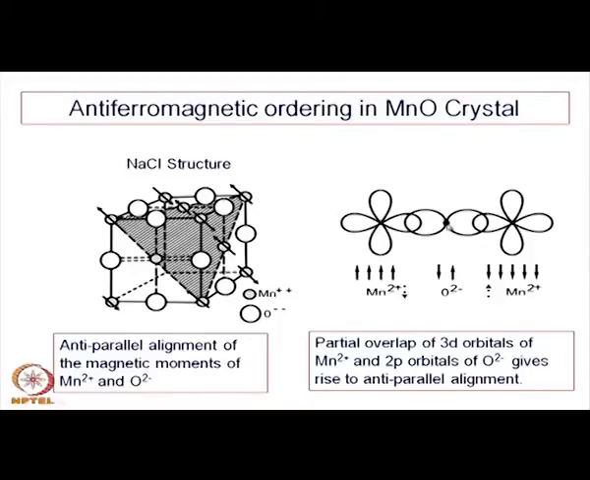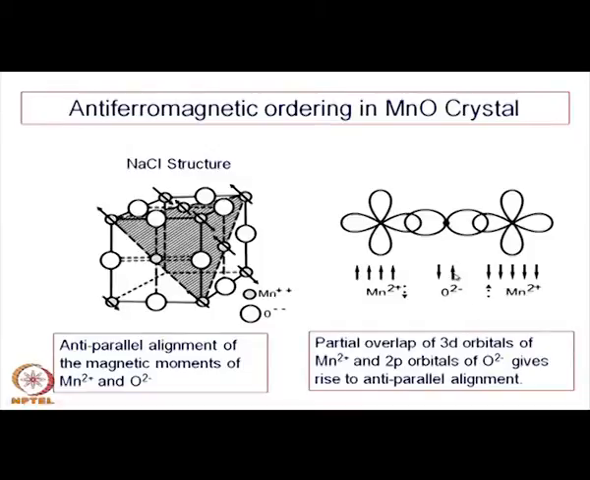Here it is the 2p orbital, this is the oxygen ion, and this is the 2p orbital, one lobe on this side, another lobe on this side. These are the orbitals of the d shell of the manganese ion, manganese 2 plus ions. So, you have 4 orbitals, and the structure is such that there is an overlap between the 3d orbitals of the Mn2 plus and the 2p orbitals of the oxygen 2 minus, which gives rise to antiparallel alignment.